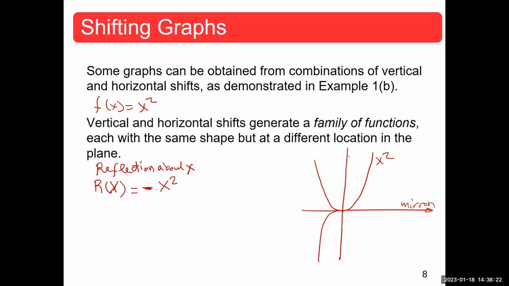So it's going to be down like that. That's negative x squared. We know that. We said when x squared is positive, it faces up, and when it's negative, we face down. We know that from before. That's a reflection.